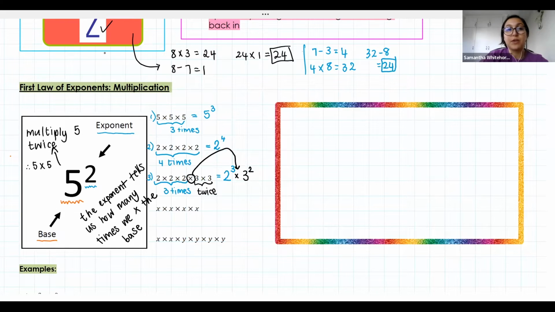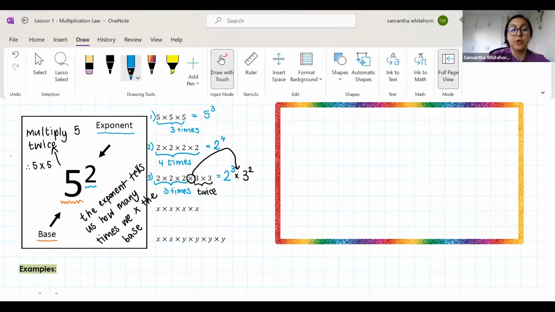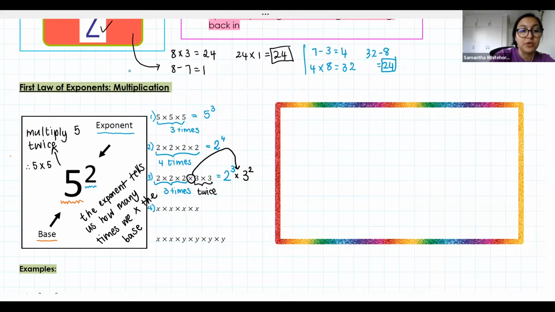Now this applies with variables as well. Just because we're working with variables, it doesn't change the way exponents work.